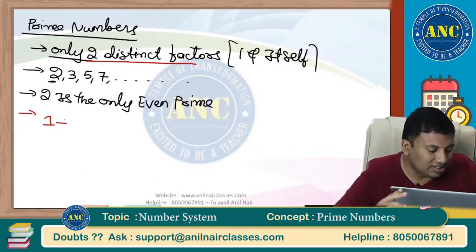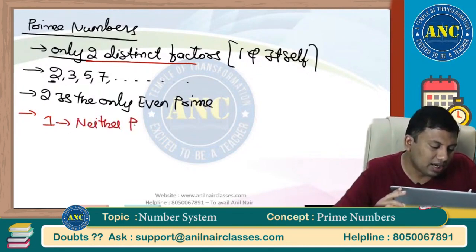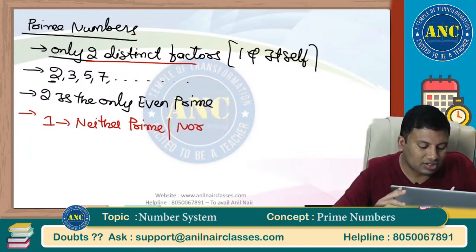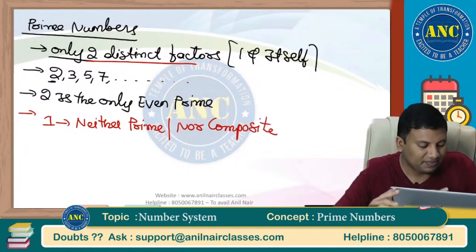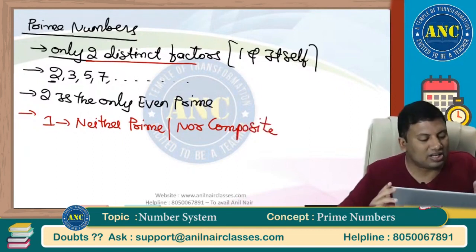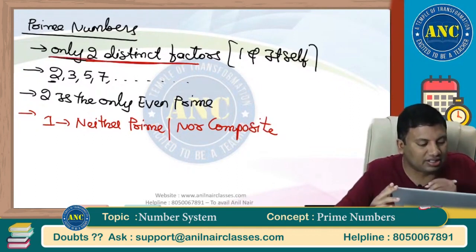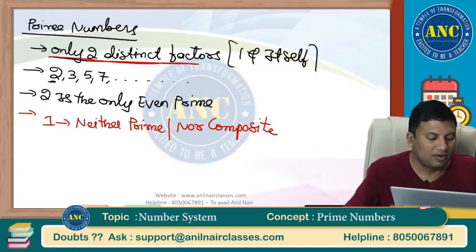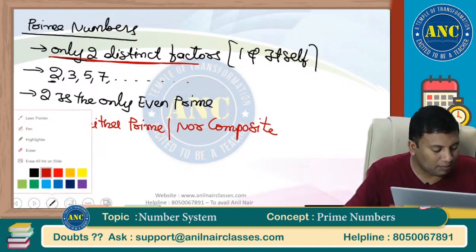So 1 is neither prime nor composite. Why? Because it has only one factor, and that one factor is only 1. The number which has exactly two distinct factors is called a prime number. 1 is neither prime nor composite.